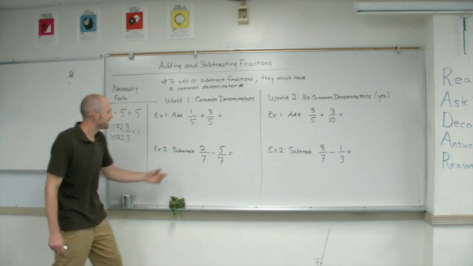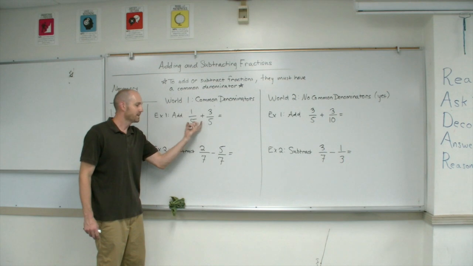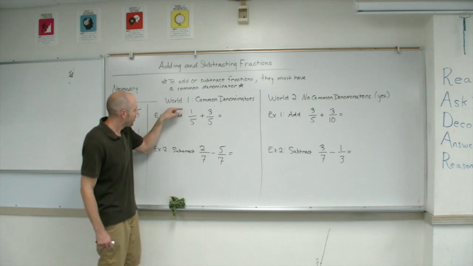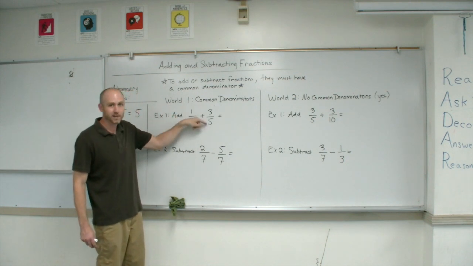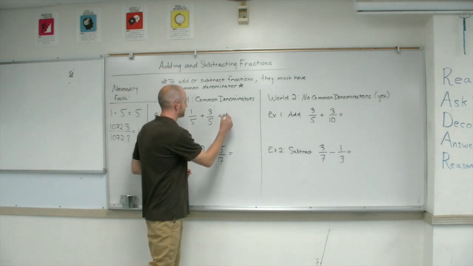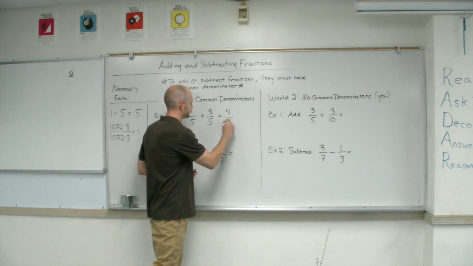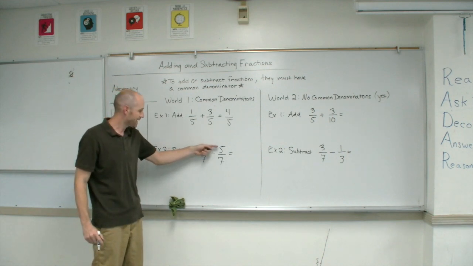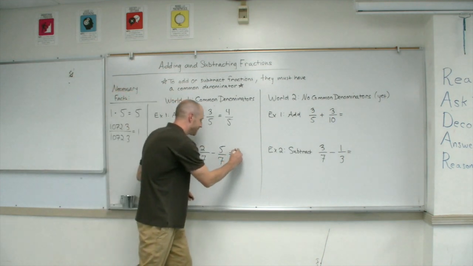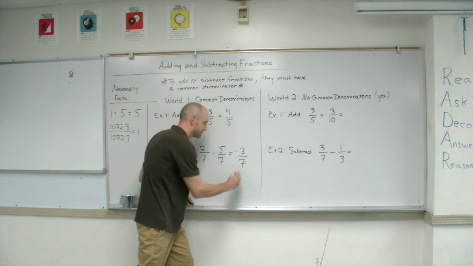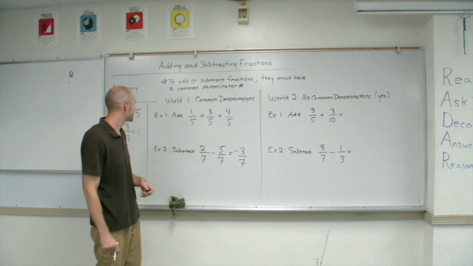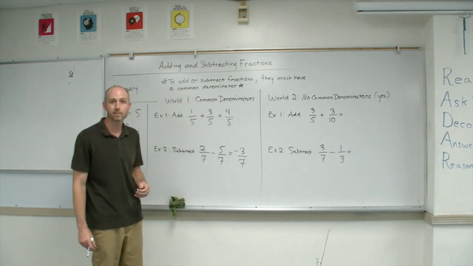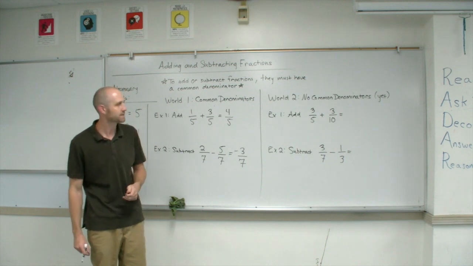Okay, so in this case where they do have a common denominator, they're ready to add. So 1/5 plus 3/5 makes 4/5. And 2/7 minus 5/7 is going to make -3/7. So this is world 1, common denominator. This is the easiest of the two cases.